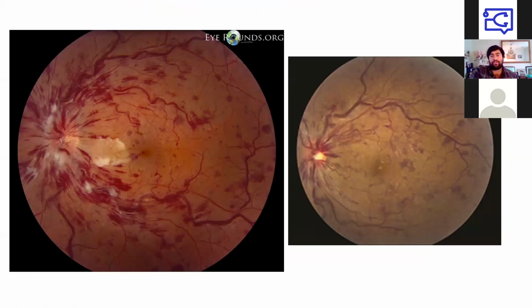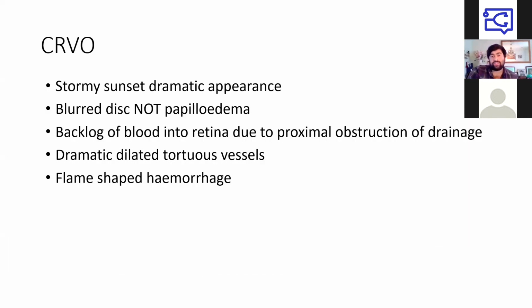These, again, are from Google. This is a very classical fundus examination finding for someone with this beautiful stormy sunset appearance. You can see the tortuous dilated retinal vessels with hemorrhages. And again, if you look at the optic nerve head, I could perhaps convince you with an eye of good faith that the optic nerve head margin is blurred. So you would say that this person does not have papilledema, but they have blurring of the disc. And the differentials for that, as we mentioned earlier, are CRVO, which this is, malignant hypertension, papillitis, and papilledema. That's what we just said.